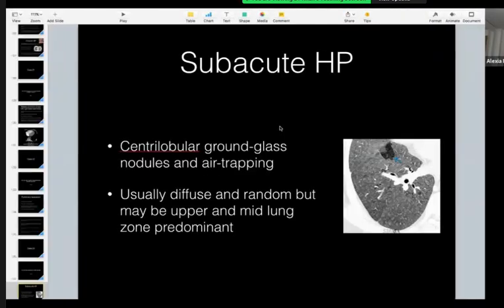Hello? Okay. Sorry, my connection became unstable for a second. So, yes, this was a patient with subacute hypersensitivity pneumonitis. This is characterized by a very diffuse bronchiolar picture. There are centrilobular ground glass nodules, and sometimes you can see air trapping. Usually it's diffuse, as in this case, and random, but it may also be upper and mid-lung zone predominant.